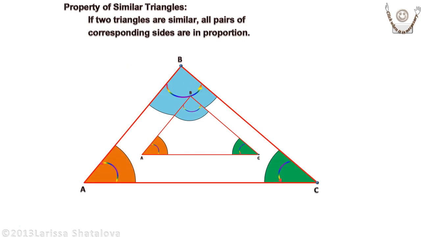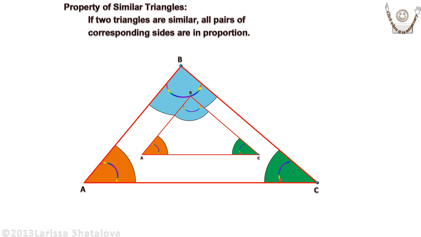And here is a statement. Property of similar triangles: if 2 triangles are similar, all pairs of corresponding sides are in proportion. So now let's focus on this definition of corresponding sides.